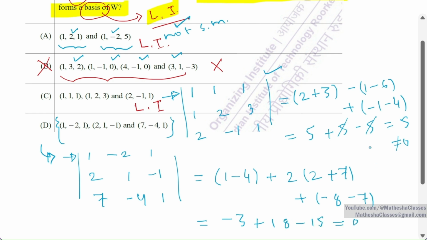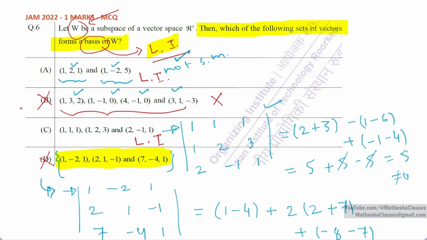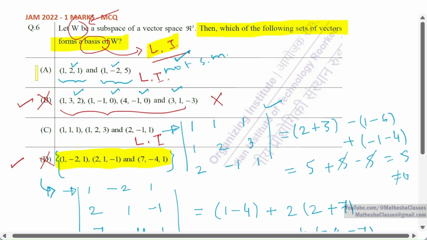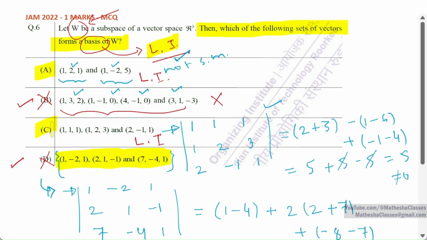Now this time this is giving the value 0, and whenever this is 0, the three vectors cannot be linearly independent. So definitely once again these three vectors cannot form a basis. So already we have removed option B and option D from our list. So the only possible answers for us are option A and option C. So that is the power of the tricks that we have just discussed.